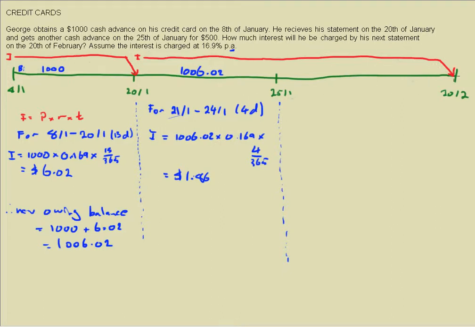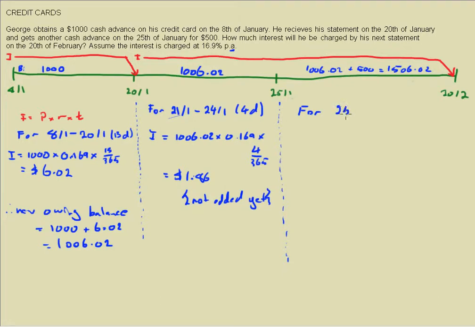Now, because the statement date is all the way over there, this interest won't actually be added yet. So our balance continues to be, actually our balance does change, because we know here he gets another cash advance on the 25th. So our balance on this date is our $1,006.02 plus 500, which is $1,506.02.